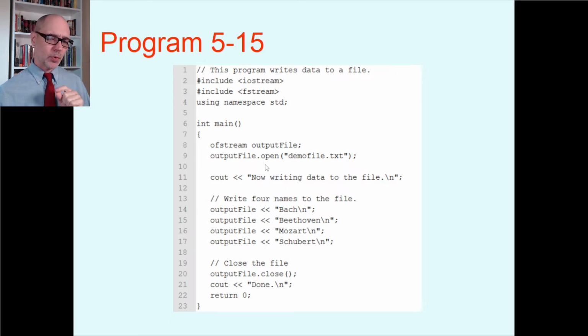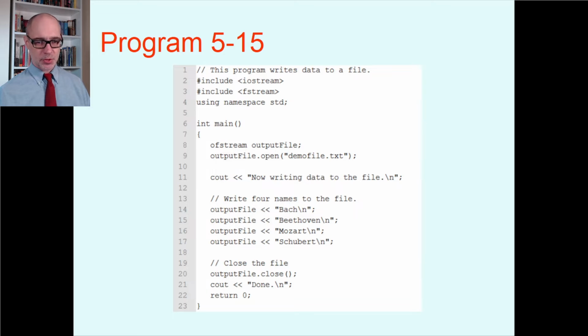So remember, with an OF stream object, when you open it, you've made a new file. You've made a new file. When you run this program, you're going to see demo file.txt pop up, be created on the fly when this program runs. That's what this program does.